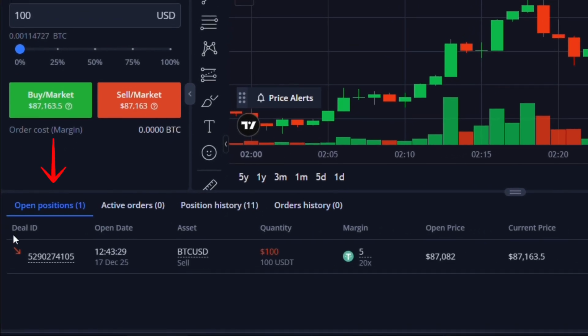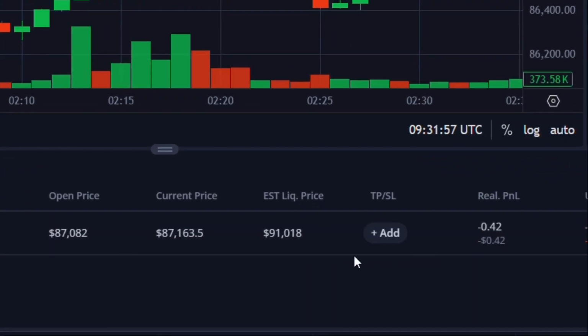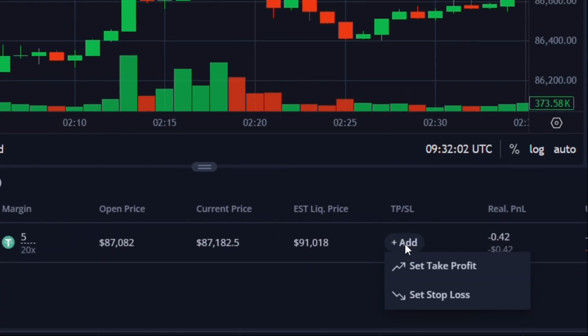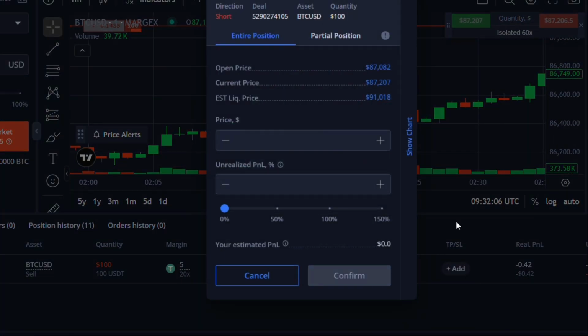Move to step 1. Open your position panel. Here you'll see take profit, stop loss, and all order details. Step 2. Select the take profit field. Click the box labeled Take Profit. Here, Margex lets you set take profit as a percentage based on your deposit, not the price move.